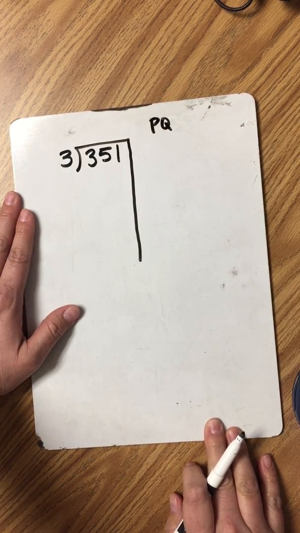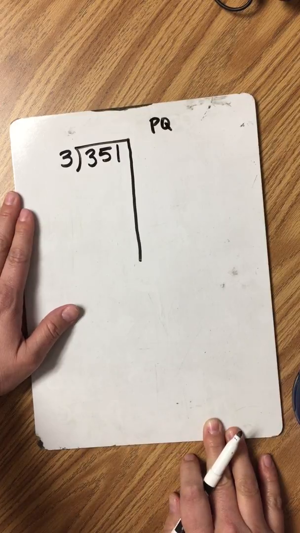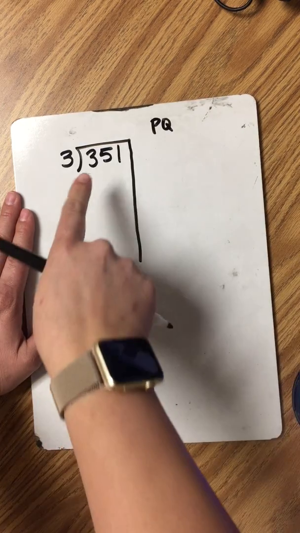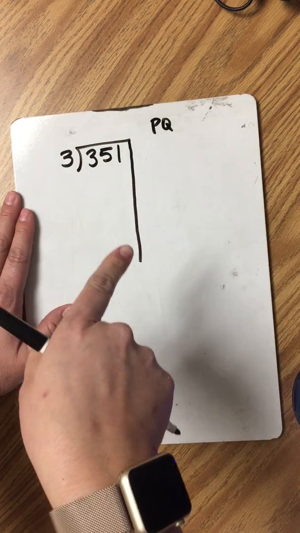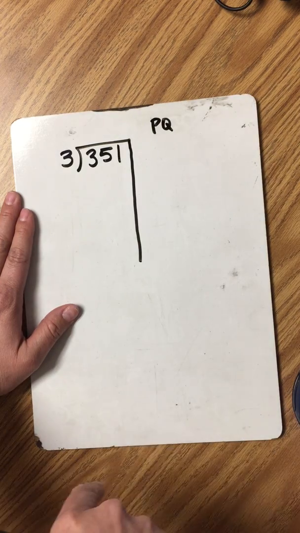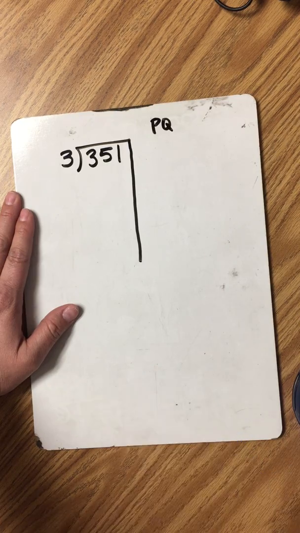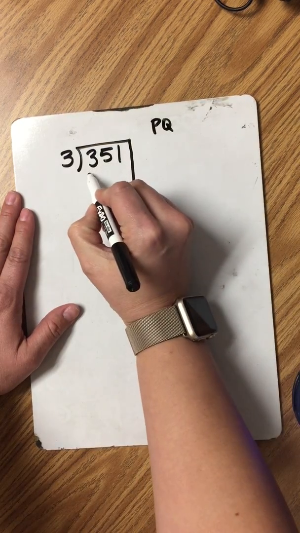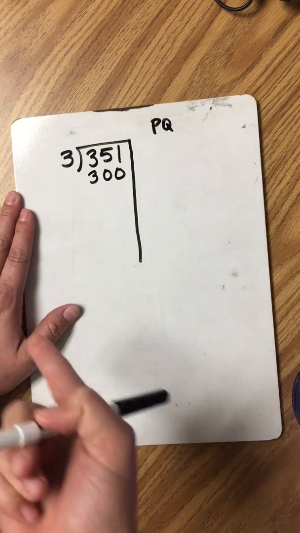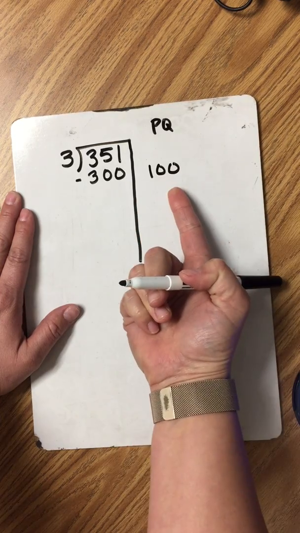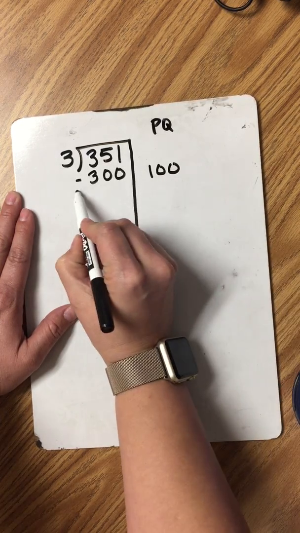Since you guys are really proficient at multiplying by 10, 100, 1000, I think that's a really great place to start. So you might want to ask yourself, what can I multiply 3 by to get close to 300 but not go over? You guys might have thought 100, because 3 times 100 is 300. So there you would write 300, and your partial quotient goes to the side, and there's 100. And never forget to write that.